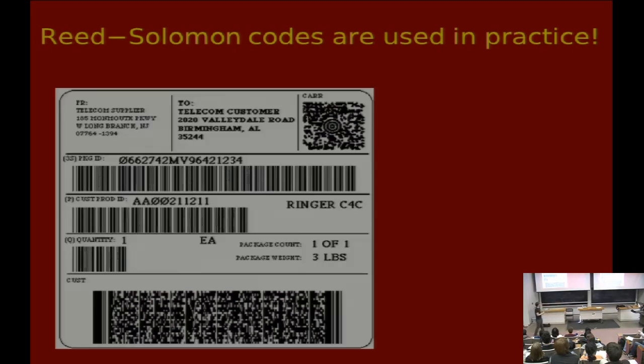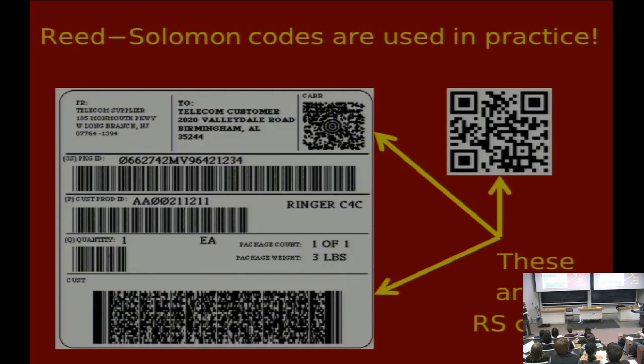And the last thing that somebody asked, this seems maybe impractical, but in fact they're used in practice. So all of these things are Reed-Solomon codes. I mean, they're arranged in a two-dimensional grid for reading purposes, but they're all Reed-Solomon codes. So these things are really used in practice.